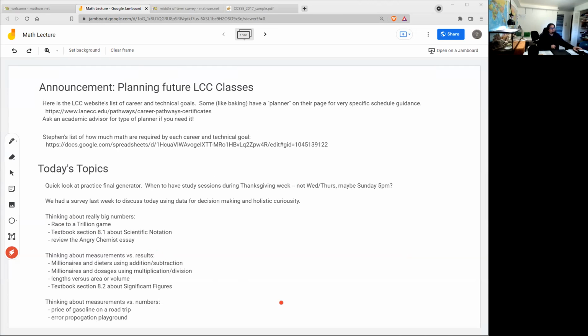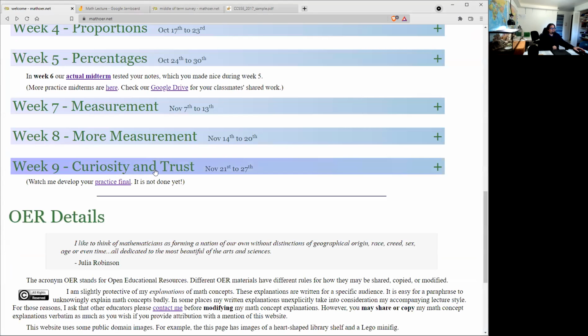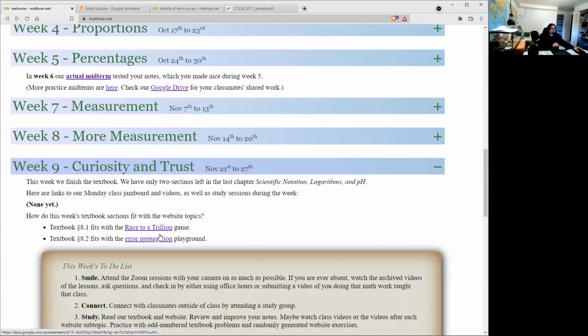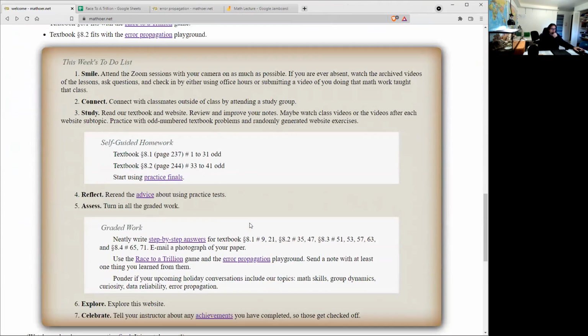Okay, we have two parts of our website that are not homework assignments. You have no codes to turn in today, but we'll be playing with a race to the trillion game and the error propagation playground. So if you go to your weekly to-do list, they are here. I will open them. And I should introduce you to them.